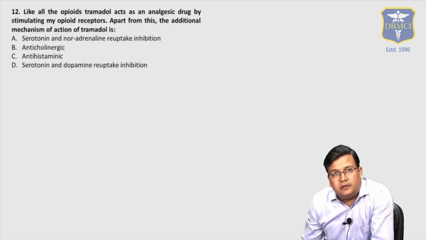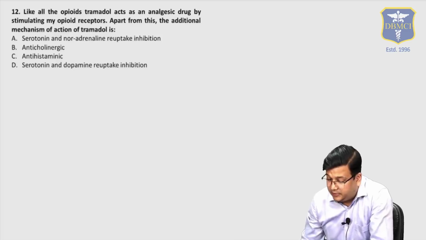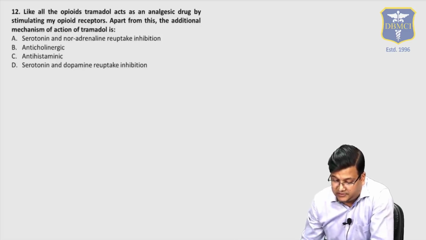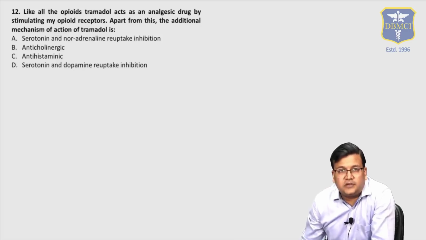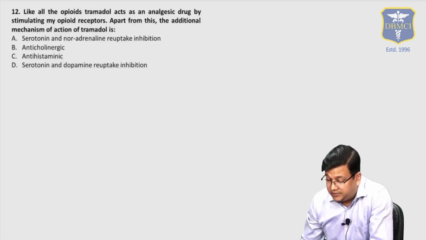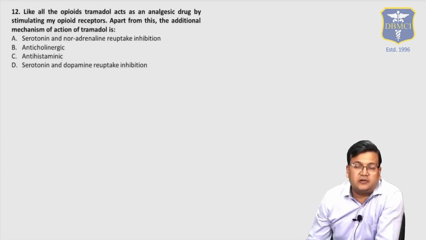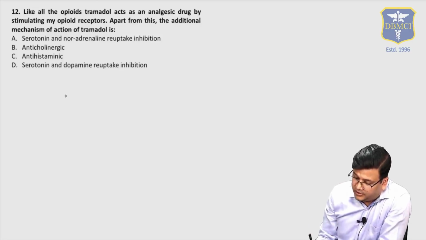Question number 12. Like all opioids, tramadol acts as an analgesic drug by stimulating mu. Instead of mi, it should be mu opioid receptor. Apart from this, the additional mechanism of action of tramadol. So tramadol is an atypical opioid.